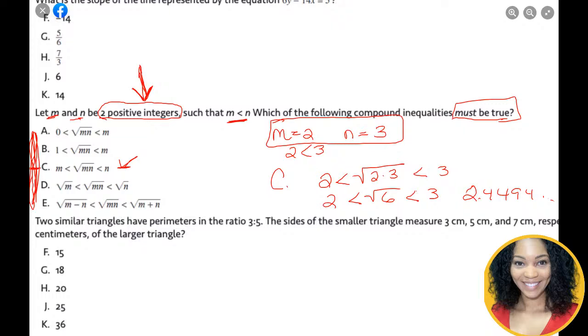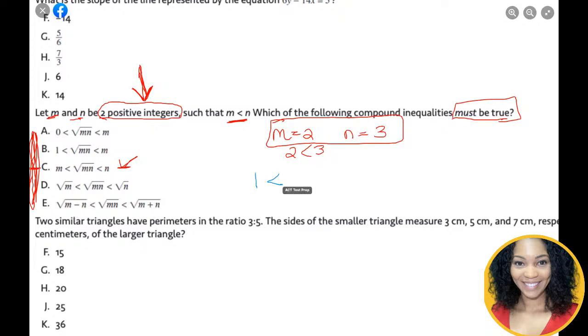So let me erase. Okay. Now B says 1 less than the square root of, and we still know that's 2 times 3, less than 2. 1 less than the square root of 6 less than 2. Now, the square root of 6 is 2.4 and change. So we know that's incorrect because 2.4 and change is bigger than 2. So B is wrong. Okay.